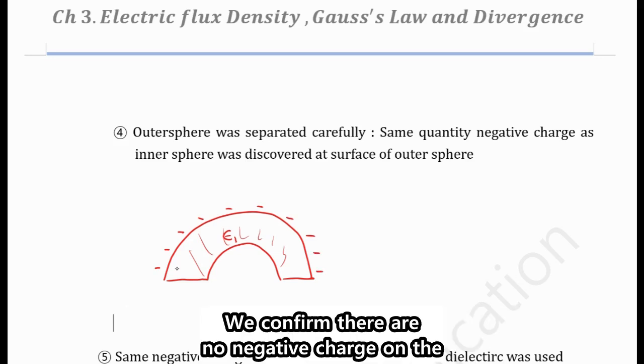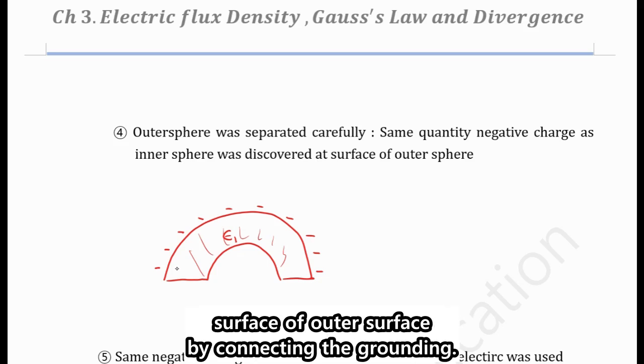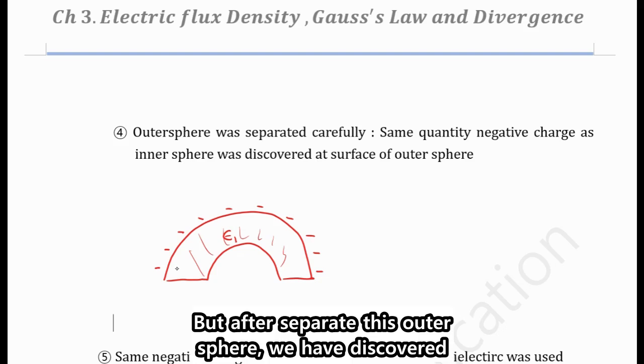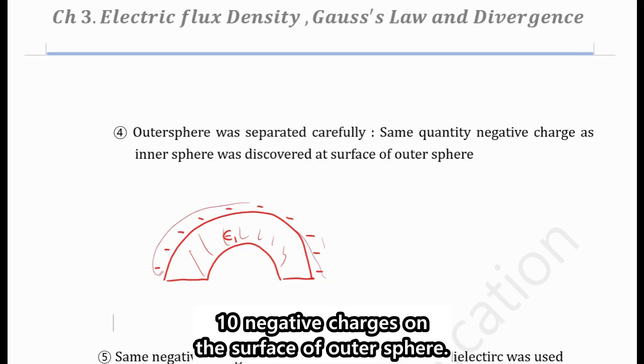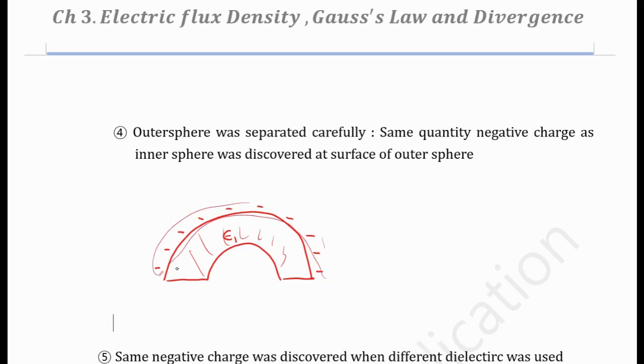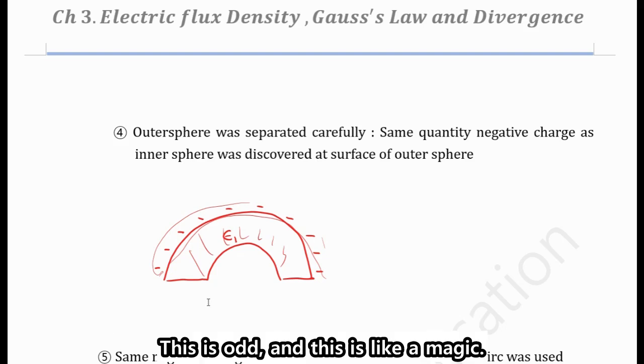We confirm there is no negative charge on the surface of the outer sphere by connecting the ground. But after separating this outer sphere, we discover 10 negative charges on the surface of the outer sphere. This is odd, and this is like magic.